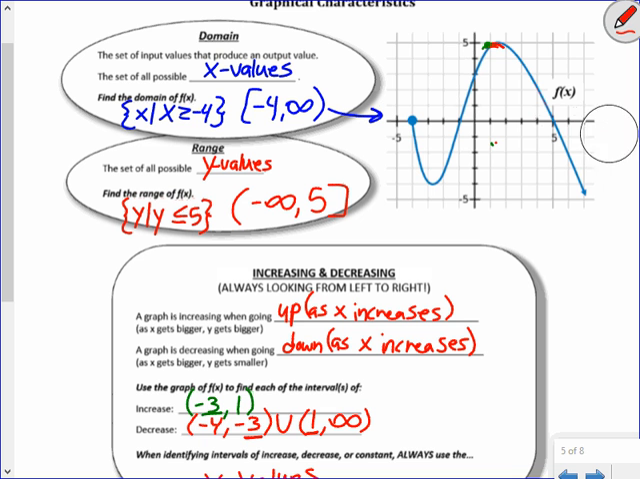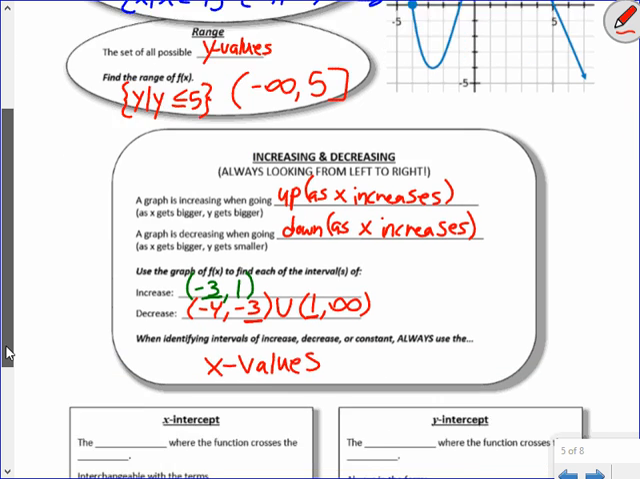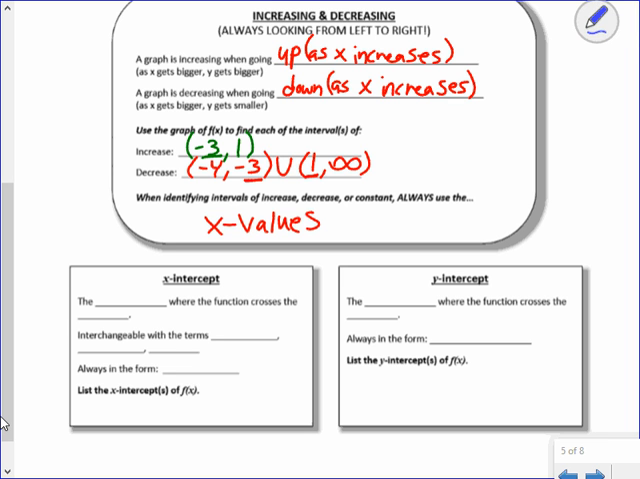Okay, the next two things we're going to talk about are the x and y intercepts. So this is something you should be familiar with. The x-intercept is the point where the function crosses the x-axis. That's the definition. Now, we talk about x-intercept a lot in this course. We're going to see three other terms that are interchangeable. So you could also see a root, or be asked for a root, a solution, or a 0.